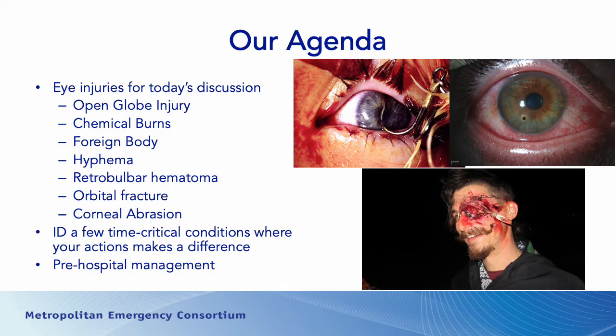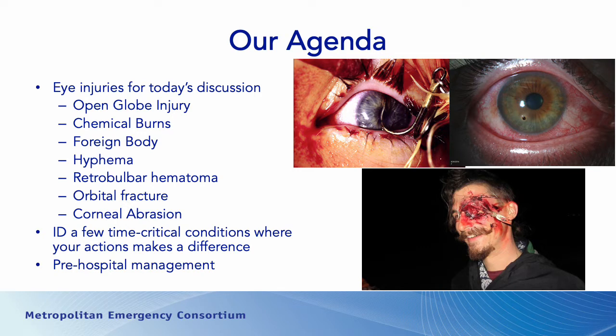What we are going to talk about is 7 eye injuries, or types of eye injuries, that you need to be aware of. As part of our conversation, we're also going to talk about some time-critical conditions where your actions make a difference, in which case you really need to be quickly involved in patient care, because what you do can salvage the patient's vision or prevent the worsening of their injury.